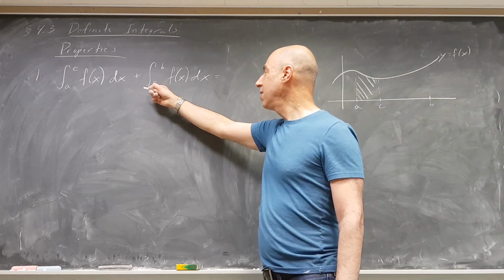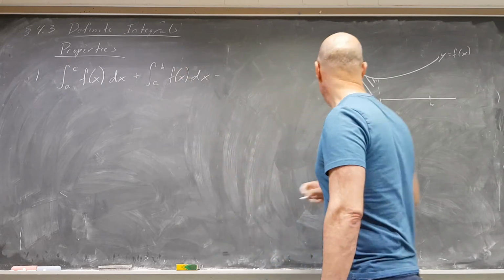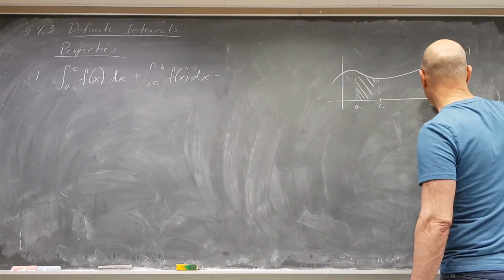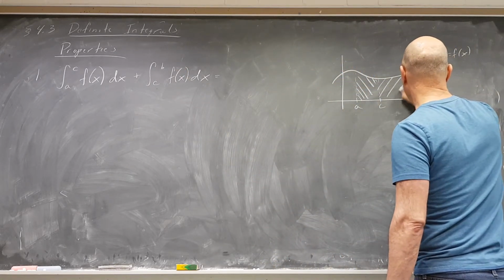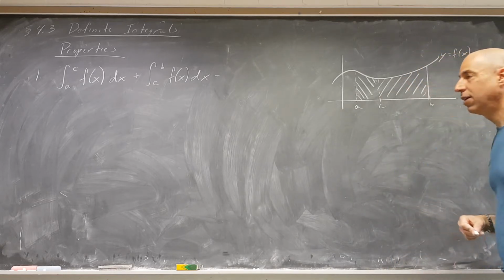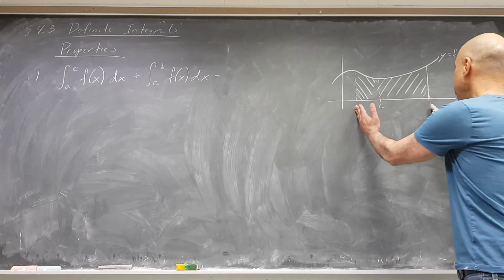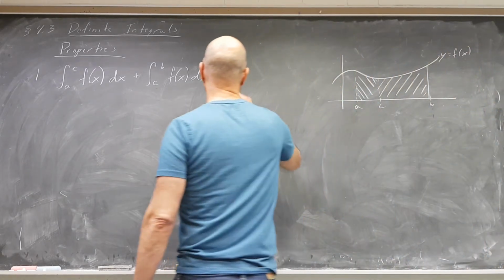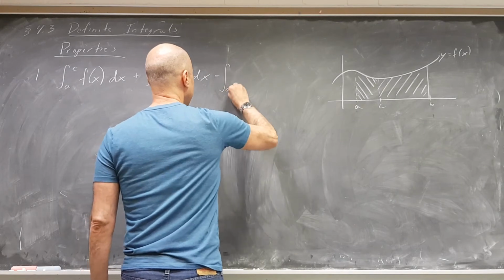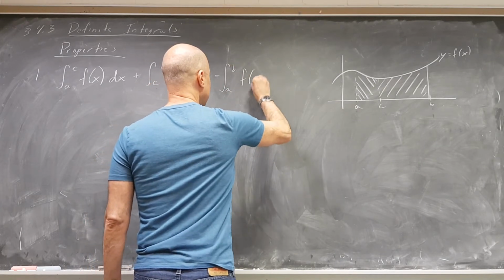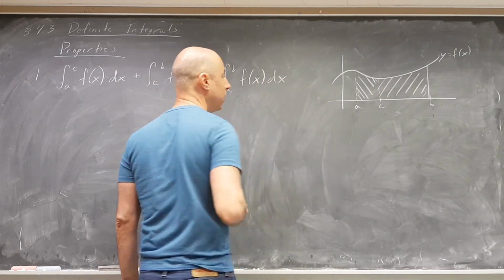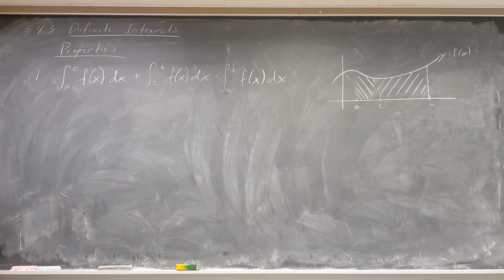This is the definite integral from c to b. That's just this area right over here from c to b. And if I add them together, what do I get? Well, of course, I get the integral from a to b of f of x dx. So that's the first property of integrals.